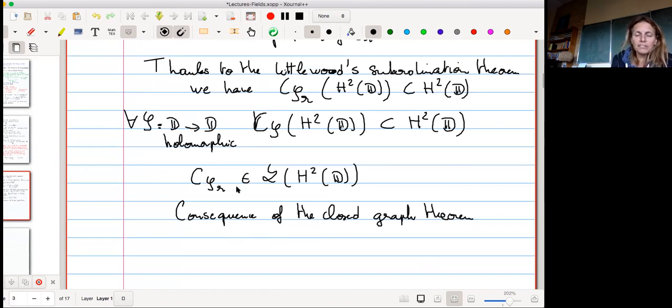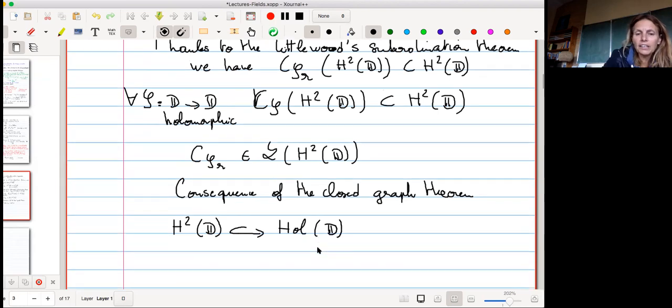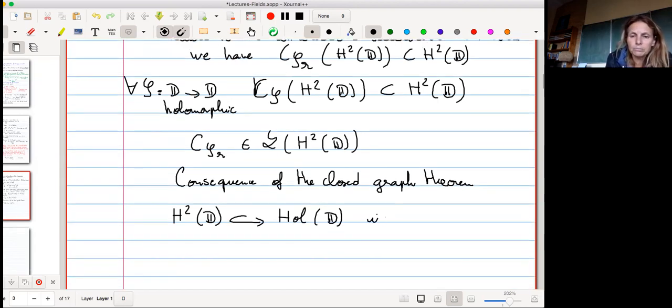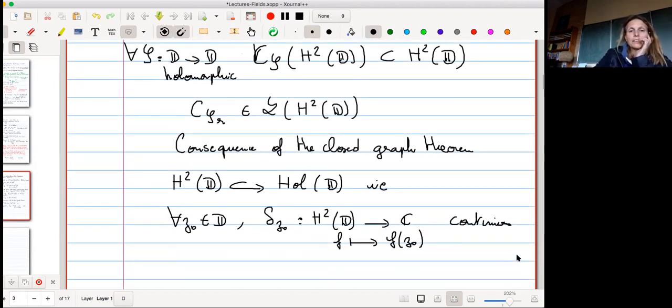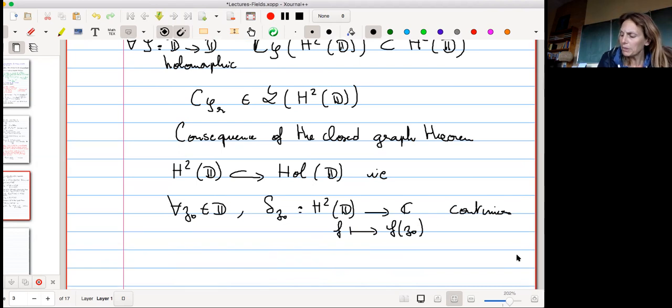That we can apply because in fact, H2 is injected continuously in the set of holomorphic functions on D. It means that for any point in D, the evaluation is continuous. Okay, so we have a linear bounded operator on H2.